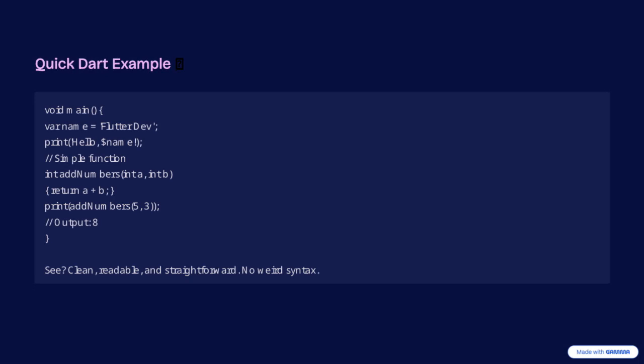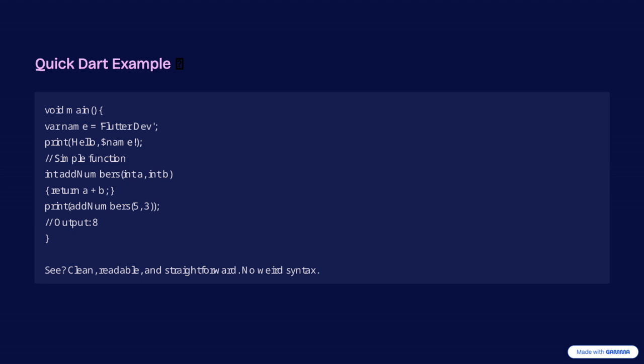Alright, let's take a closer look at this simple Dart example. Here, we start with the main function, which is the entry point of every Dart app. Inside main, we declare a variable called name and assign it the value FlutterDev. This demonstrates how to create variables and store data. Next, we use the print statement with string interpolation, which means we can embed the variable name directly into the string using the $ sign. This makes the output dynamic and easy to read. When we run this, it will display Hello, FlutterDev.